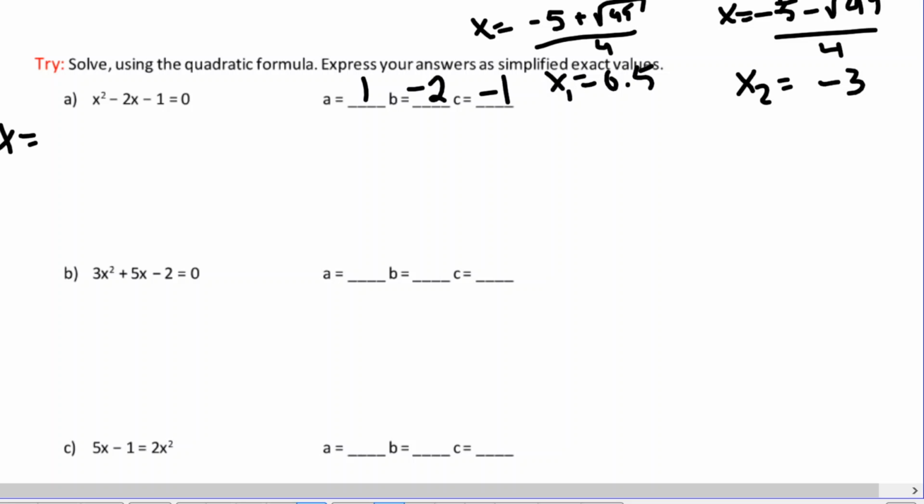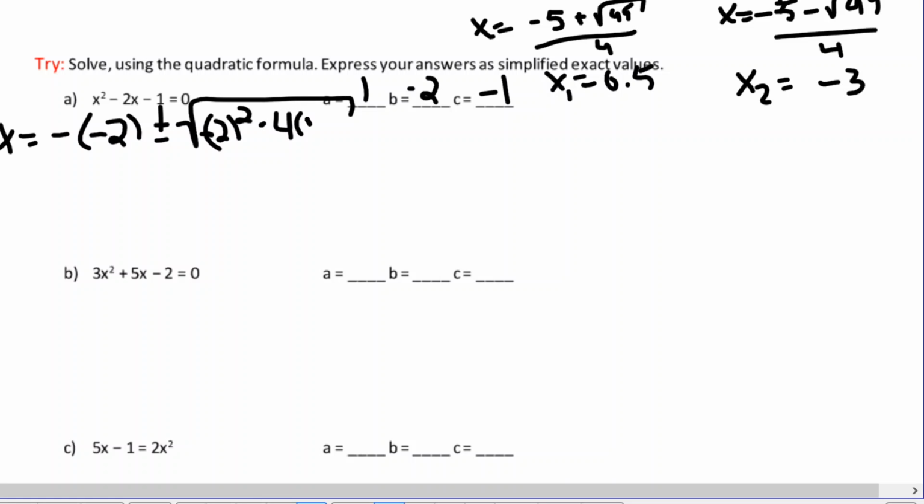So our formula is -b, which in this case, b is -2. I still have to negate that. There's still the negative out front. So it kind of gives me a double negative effect. B squared, and again, I'm going to put it in brackets just to make sure I'm still including that negative, -2, minus 4 times A, which is +1, times C, which is -1, all divided by 2 times A.